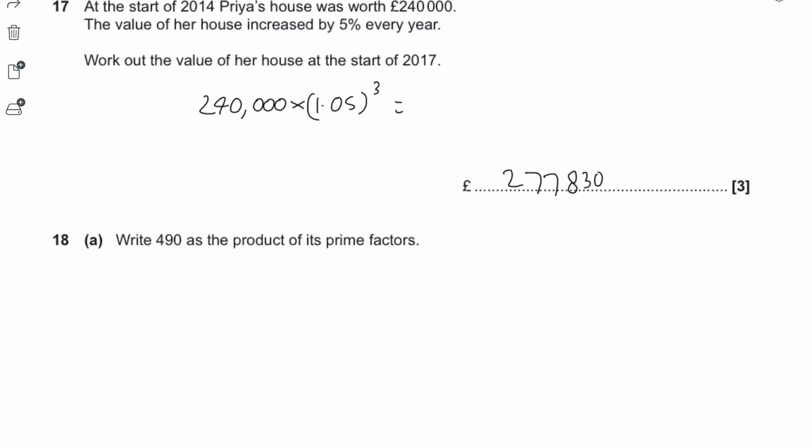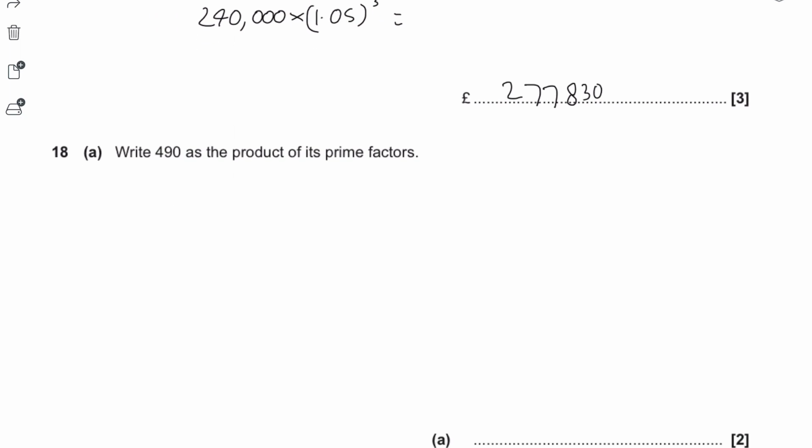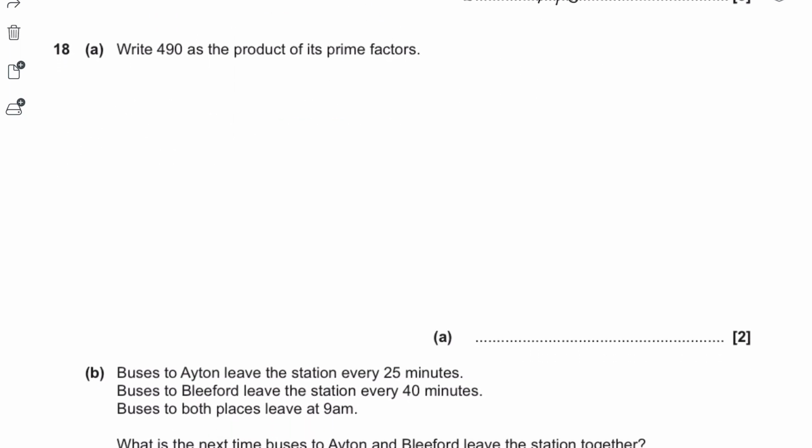18A. This would be, so 490 goes into 7 and 70, which goes into 7 and 10, which goes into 5 and 2. So it would be 2 times 5 times 7 squared.